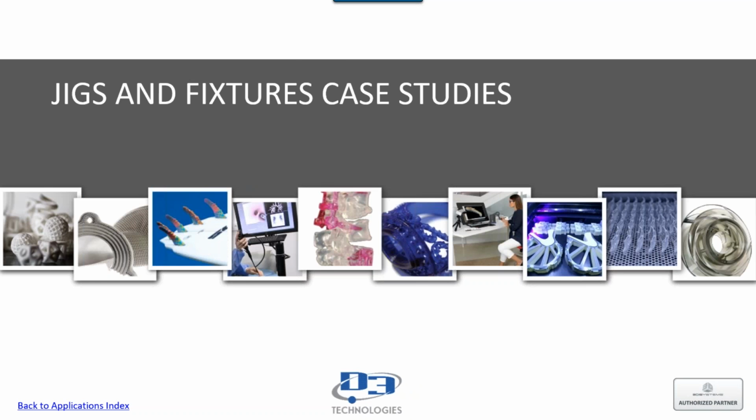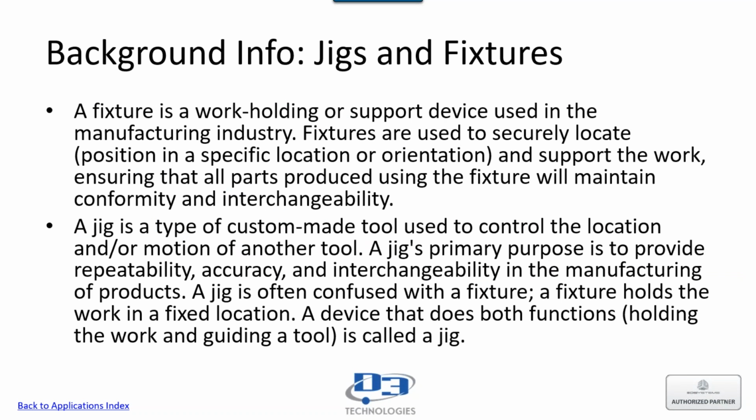Getting into jigs and fixtures, I think everybody probably knows what a jig and fixture is, but a fixture is a work holding or supporting device used in manufacturing, and a jig is a custom-made tool used to control the location and maybe the motion of another tool.